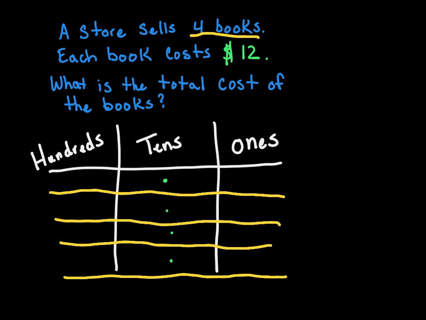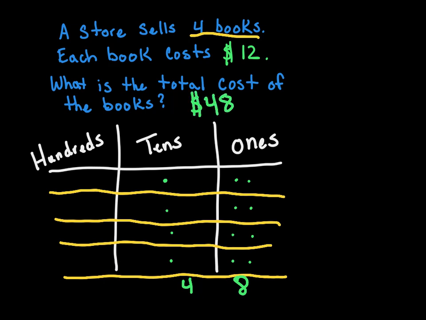And how many ones do we have? We have 2. We're going to break it up into 4 and going to place them into 4 groups. 1, 2, 3, 4, 5, 6. So how many 10s do we have? We have 4 10s. 2, 4, 6, 8. Who do we appreciate? 8. Okay, so we have 48. So the cost of these 4 books, and they each cost $12, is $48.